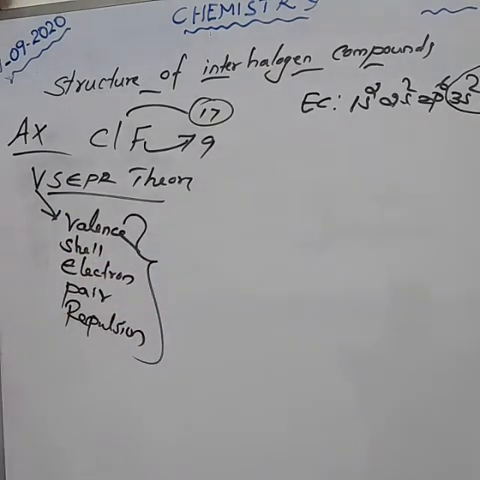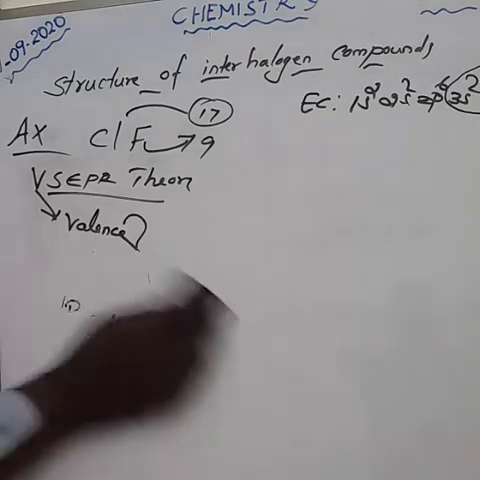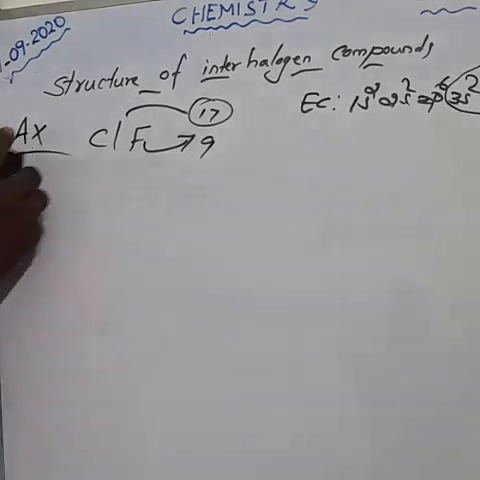As per this, how can we explain the structure of interhalogen compounds? That is valence shell electron pair repulsion. As per VSEPR theory, how can we explain the structure of interhalogen compounds? Okay, clear? First we are taking the AX type molecule.